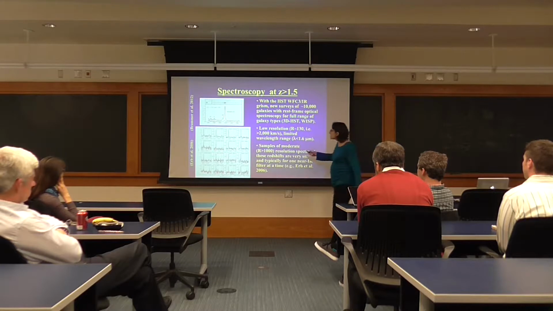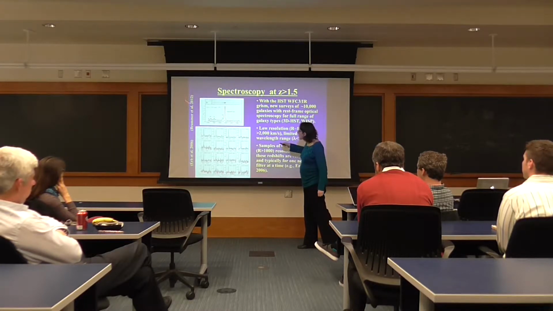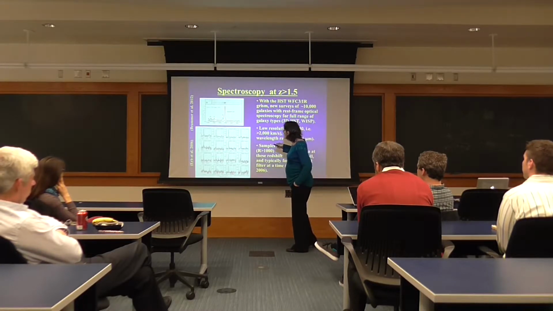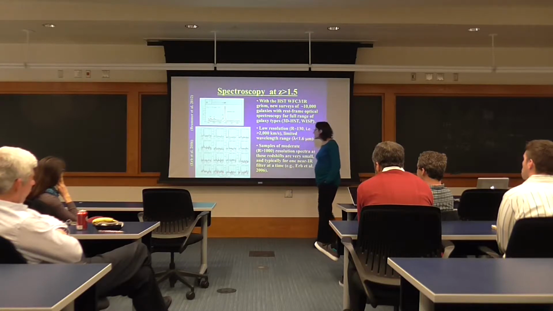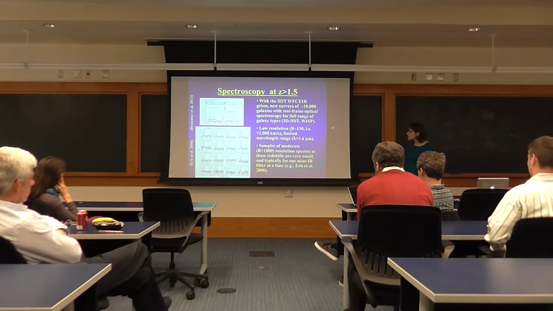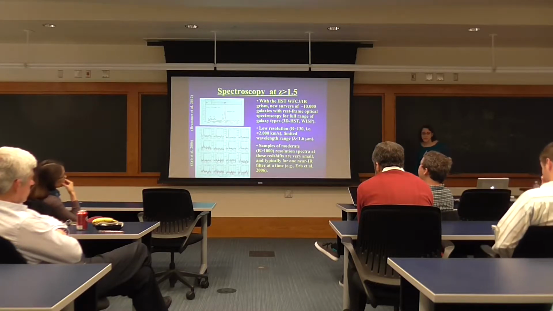for a wide range of galaxy types. This is an example from the 3D HST survey from Grammer et al., where you can see O3 and H beta and some other lines for a galaxy at redshift 1.77. That's the 3D HST survey, and then the WISP survey. These are two big projects that have been using these infrared GRISMs.